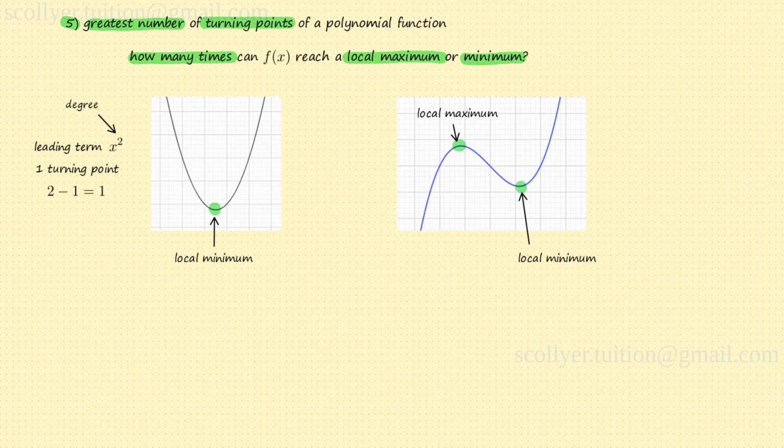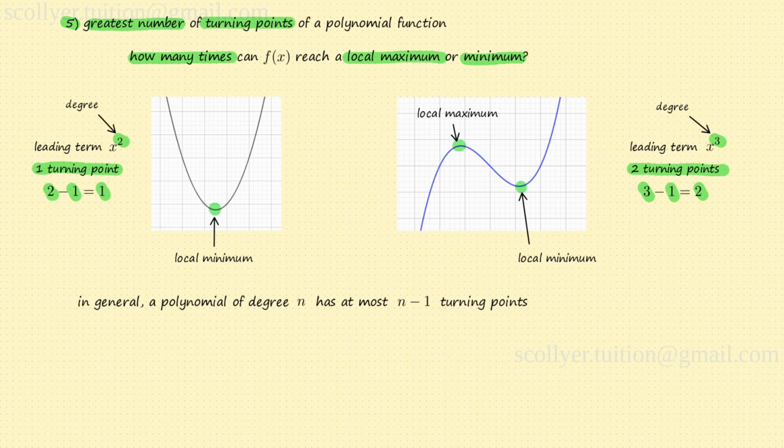And in fact, the graph on the left is that of a polynomial with leading term x squared, which has degree 2. And we note that we see one turning point, and we also note that 2, the degree, minus 1 equals 1, which is the number of turning points that we see. On the right, we have a graph with a leading term x cubed, which has degree 3. And we see 2 turning points, and we note that 3, the degree, minus 1 equals 2, the number of turning points.